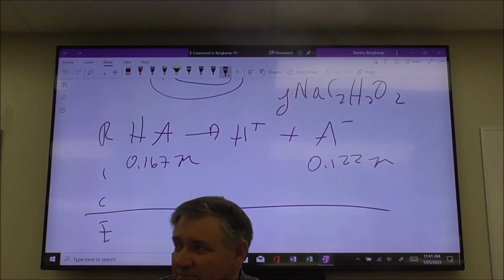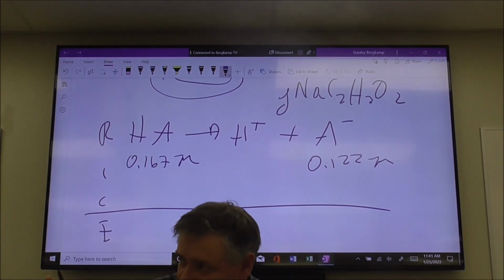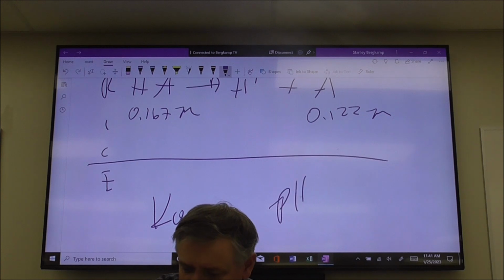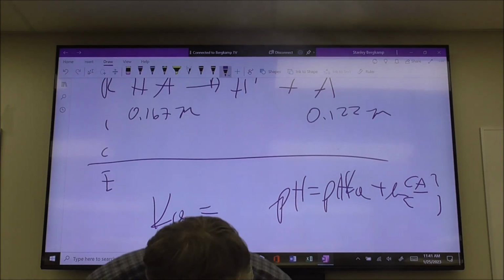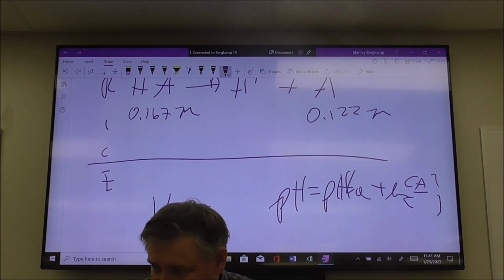Did I do it wrong if I left it in moles? It works out. You can do it that way. But technically, this needs to be in molarity, mainly because down here you're going to be dealing with the Ka value, or you're going to use the Henderson-Hasselbalch equation: pH equals pKa plus the log of your anions over acid. Technically, it has to be molarity. So that first answer on 2A should be around 4.6.